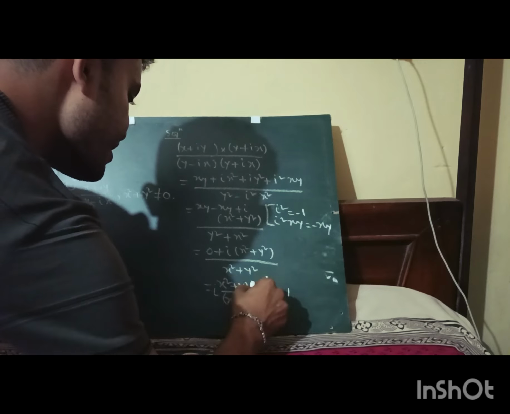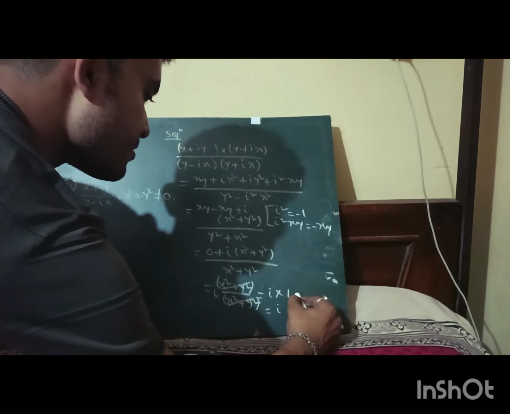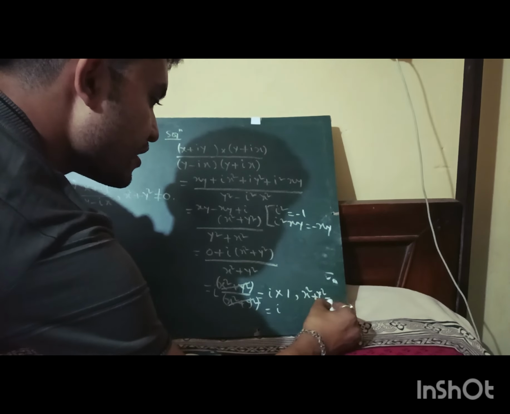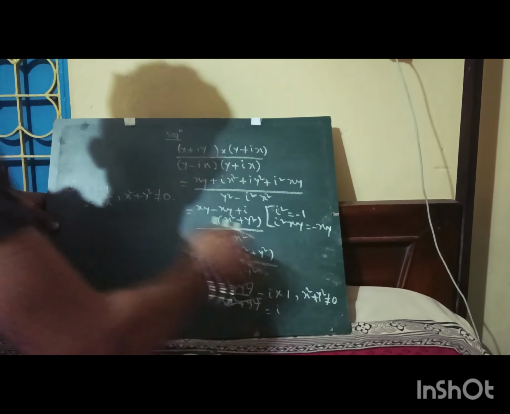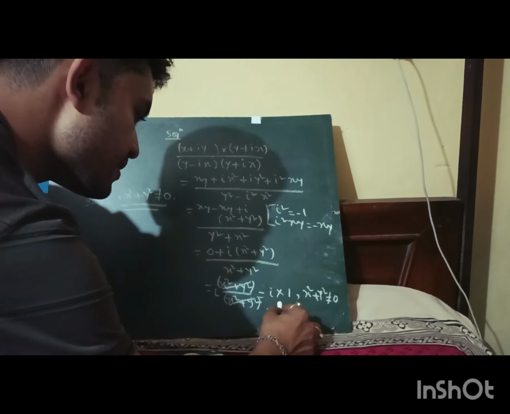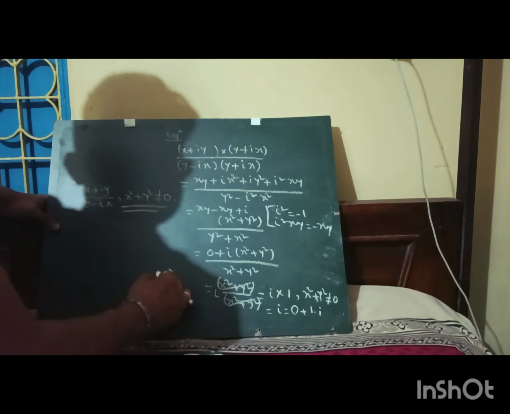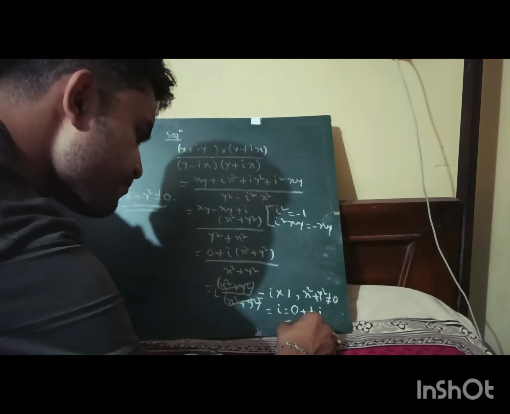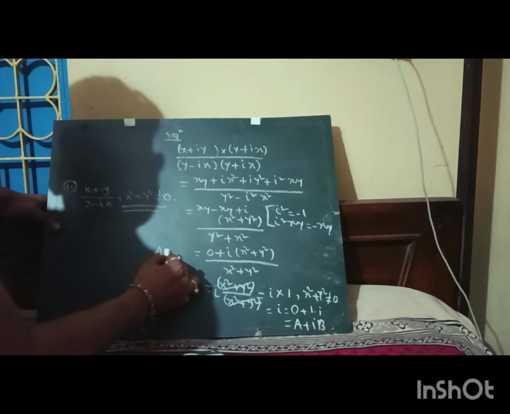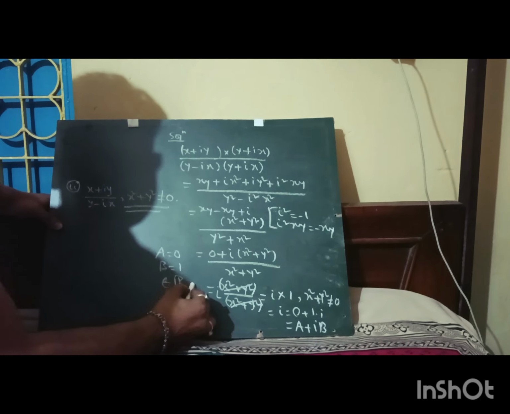x squared plus y squared will be cancelled from numerator and denominator, as x squared plus y squared is not equal to 0. It is given in the question that x squared plus y squared is not equal to 0. So the result will be i. That means 0 plus 1i. So it is of the form A plus iB, where A is equal to 0 and B is equal to 1. Both belong to real numbers.